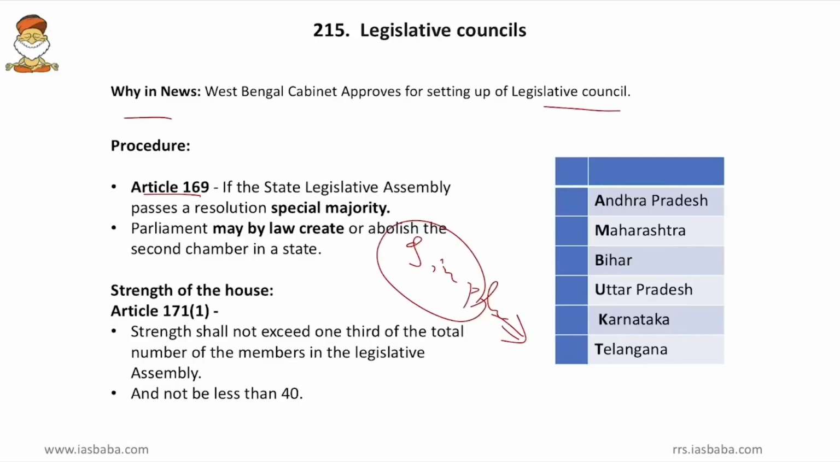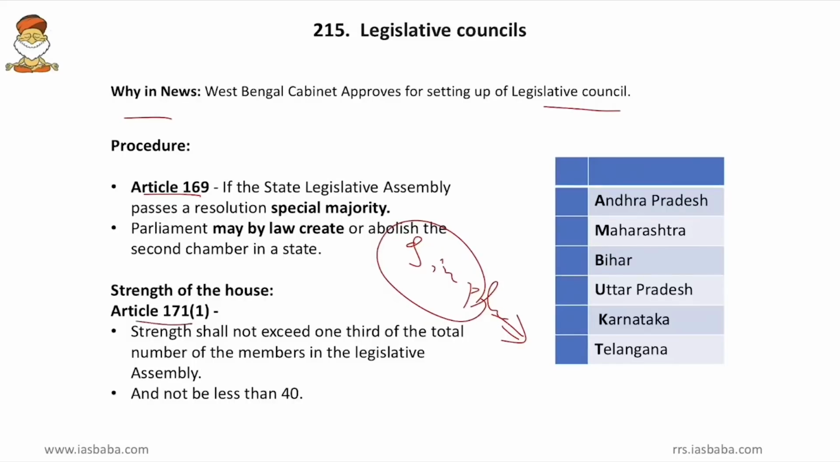And to revoke a legislative council, the procedure is the same. If the state legislative assembly passes a resolution to revoke the state legislative council with the same special majority, and if the parliament takes it up and passes it with a simple majority, then the state legislative council stands abolished. So for both removal and establishment, the procedure is the same: a special majority by the state legislative assembly and a simple majority by the parliament.